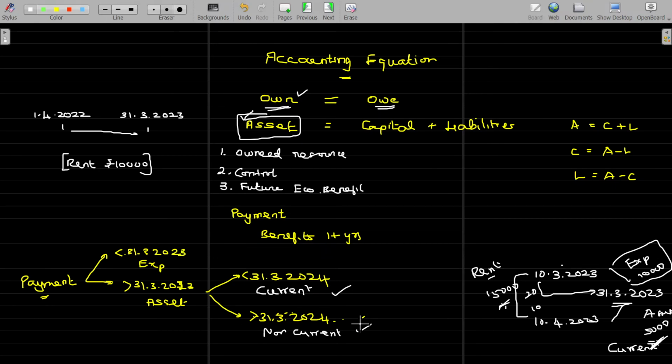The idea of classifying this is also based on the period of enjoyability. If the payment is enjoyable within a short span of time, within the end of the current financial year, it is named as expenses. If the payment gives me benefit beyond the current financial year end, but within 12 months from the end of the current financial year, then it is called asset, but current asset. But if it goes on for more than 12 months, then it is called non-current asset.